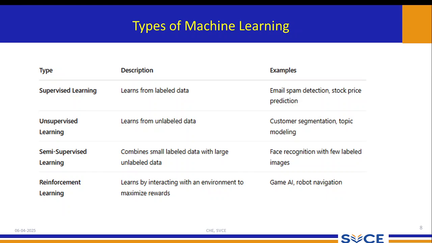Reinforcement learning learns by interacting with an environment to maximize rewards. For example, in a game, when you go and eat, you will be scoring 100 points, you will be rewarded. So in game artificial intelligence, they will use reinforcement learning.